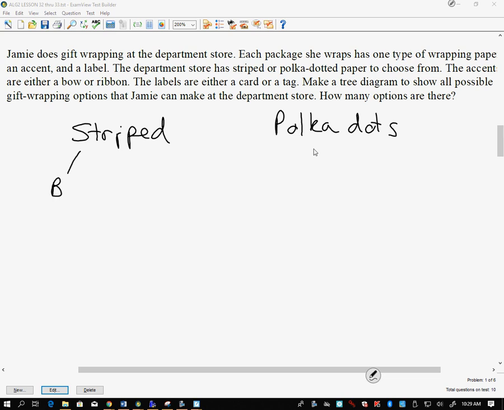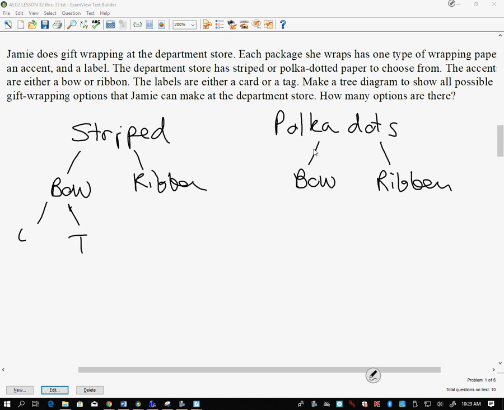So bow or ribbon, bow or ribbon. Okay, then we can do card or tag. Card or tag. The final, how many different options we can come up with is our final row. So 1, 2, 3, 4, 5, 6, 7, 8. There are 8 different options. Does that make sense?